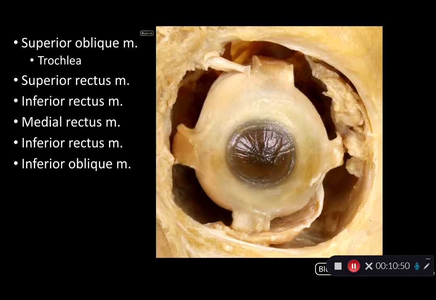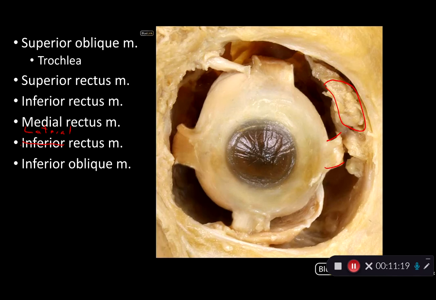Then we have, let's just call this, lateral rectus muscle. So let me outline this for you here. This is the lateral rectus, and it is just adjacent to the lacrimal gland. You can see the lacrimal gland sitting in the lacrimal fossa, just superior and lateral to the lateral rectus muscle.